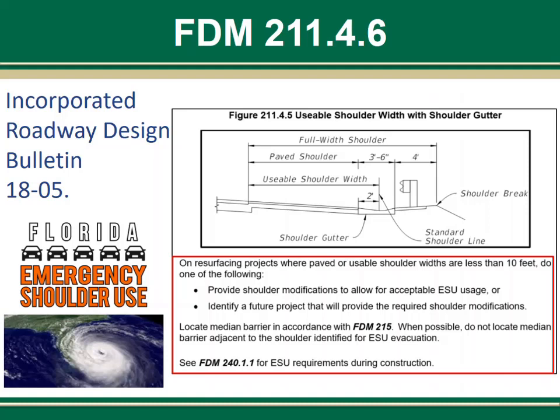Finally, we also added in a couple of statements about not locating median barrier adjacent to the shoulder identified for ESU whenever possible, and also added a reference to FDM 240.1.1 for temporary traffic control requirements for ESU. Those requirements are discussed in the webinar for FDM 240, so please be sure to watch it.